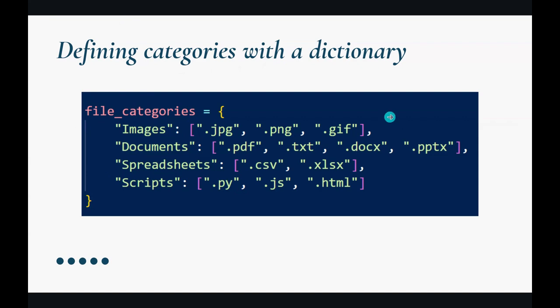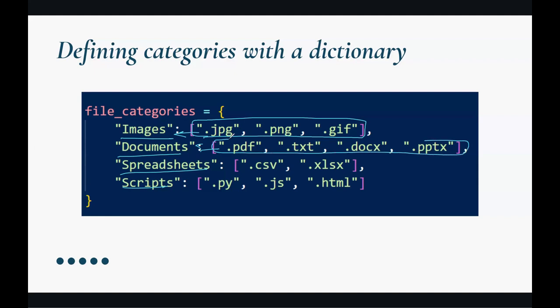The keys of this dictionary are the categories or file types, which are images, documents, spreadsheets, and scripts. And then the values are the list of extensions associated with each of the keys. Images could be JPEG, PNG, or GIF. Documents are PDF, text, docx, PPTX, and so on and so forth.